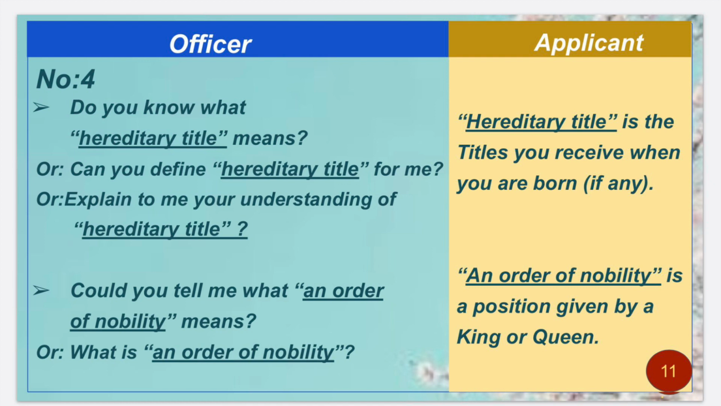Hereditary title is the titles you receive when you are born, if any. An order of nobility is a position given by a king or queen.